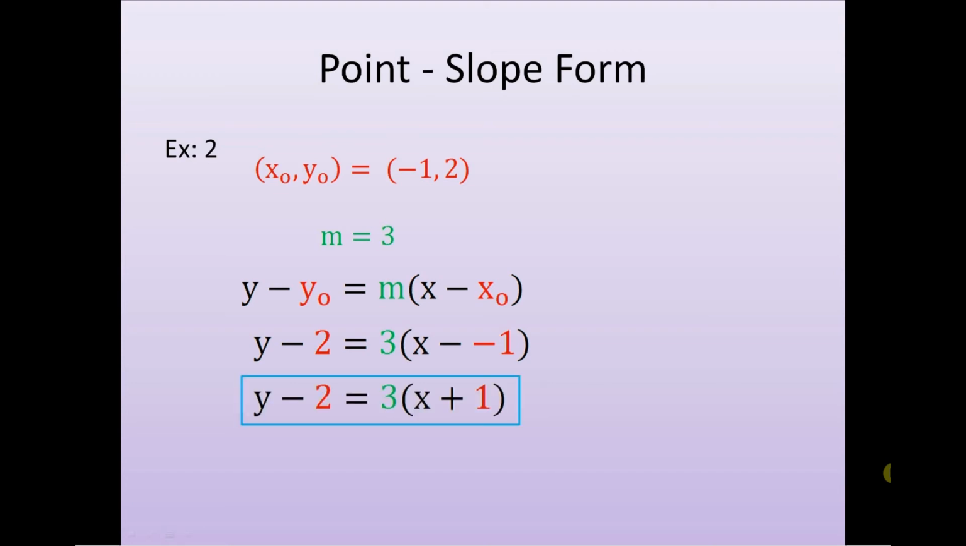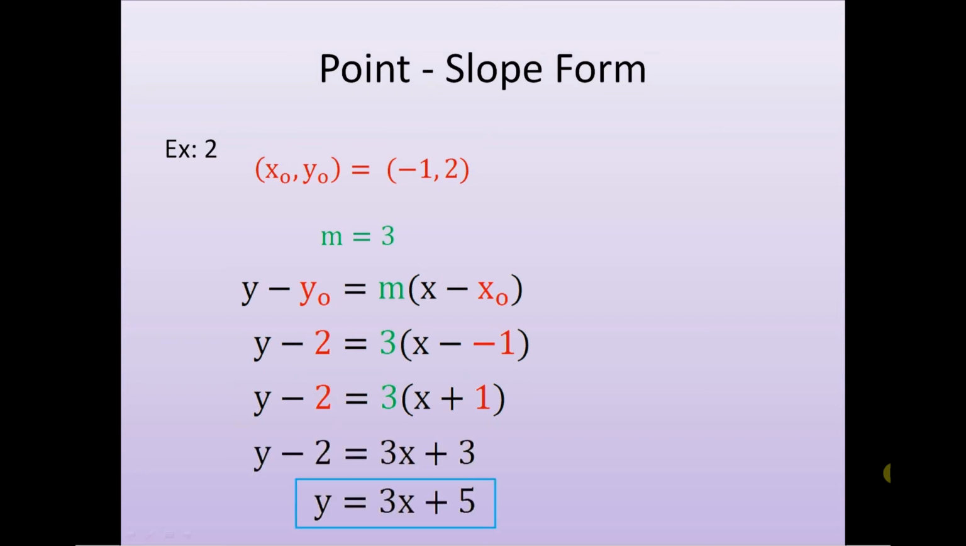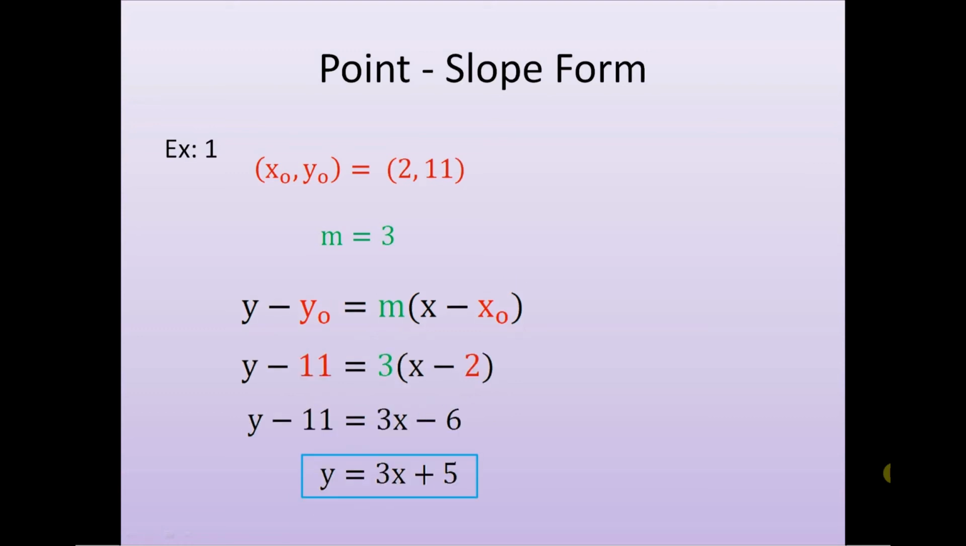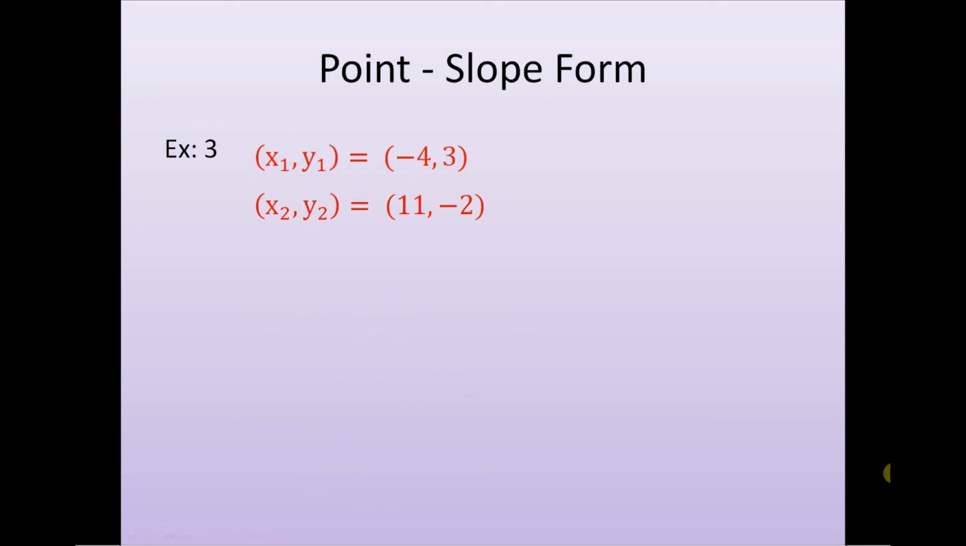But wait. The teacher says to change it to slope-intercept form. Okay, no problem. Two steps again. Distribute the m and add the y naught. Oh, well, look at that. Huh. Isn't that the same equation we got when we used the first point? Strange.